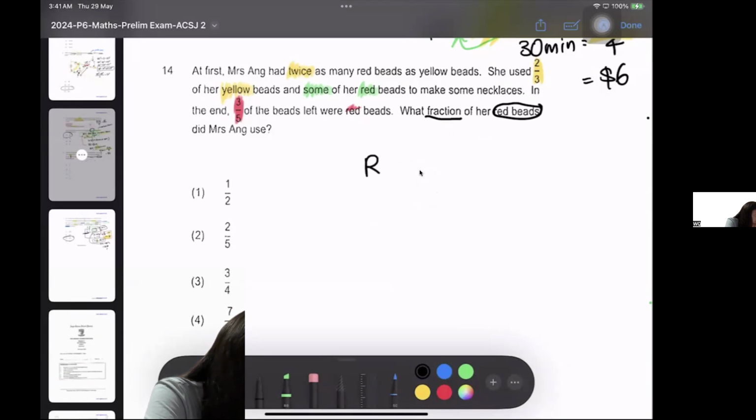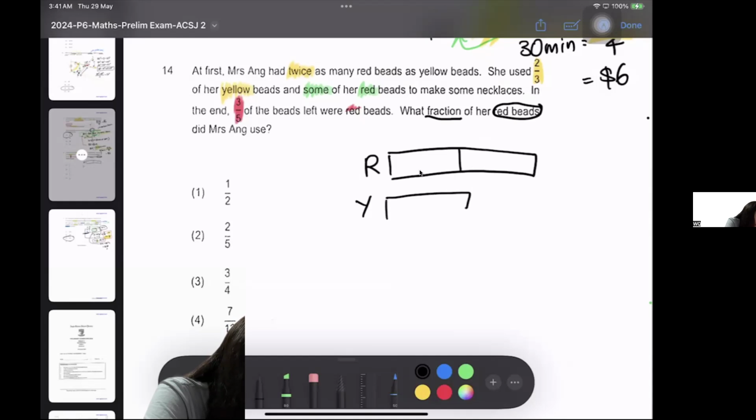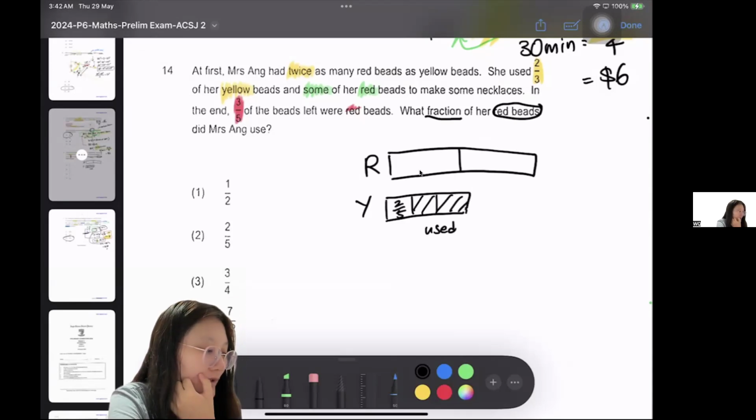Firstly, red beads is twice as many as the yellow beads, which is 1 like that. The next one is that she used 2/3 of the yellow beads. Then 3/5 of the beads left were red beads. So this one is actually 2/5, right? Because the yellow beads left is 2/5.